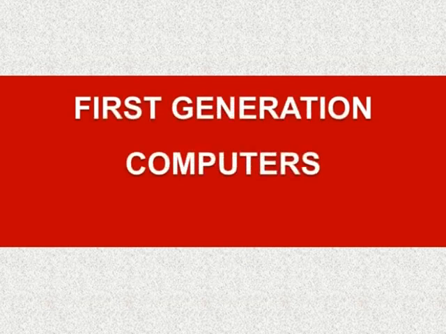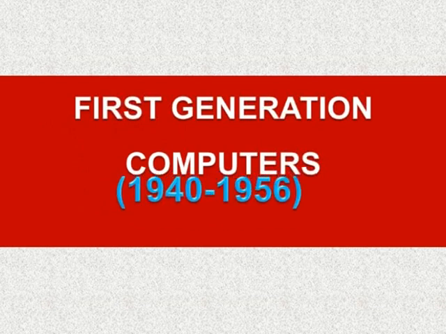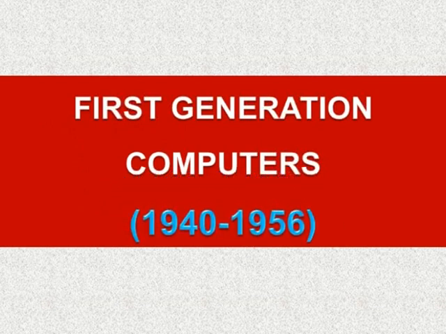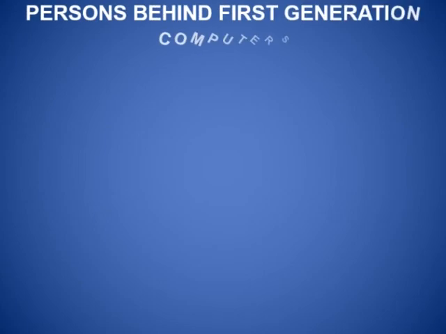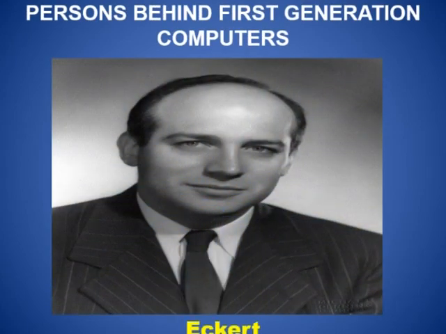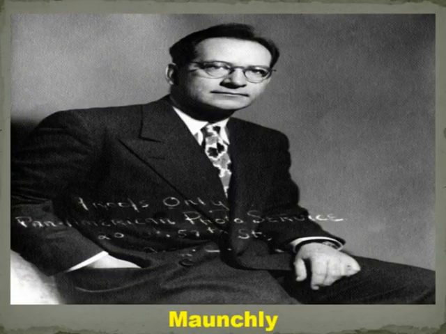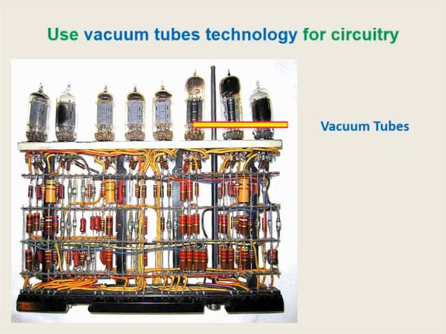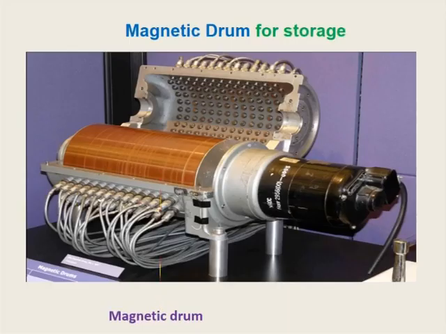Now we are going to learn about first generation computers. The first generation was from 1940 to 1956. The persons behind first generation computers are Eckert and Mauchly. These computers use vacuum tubes technology for circuitry and magnetic drum for storage.